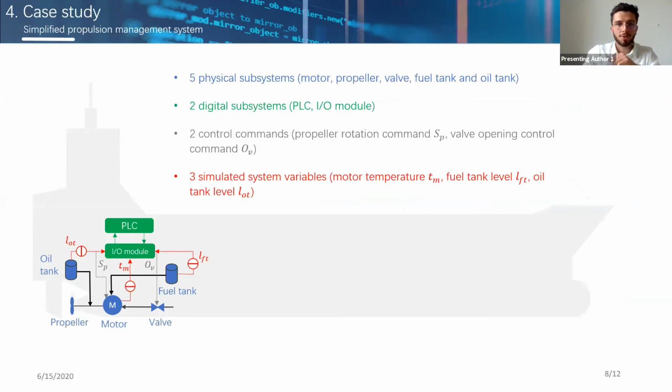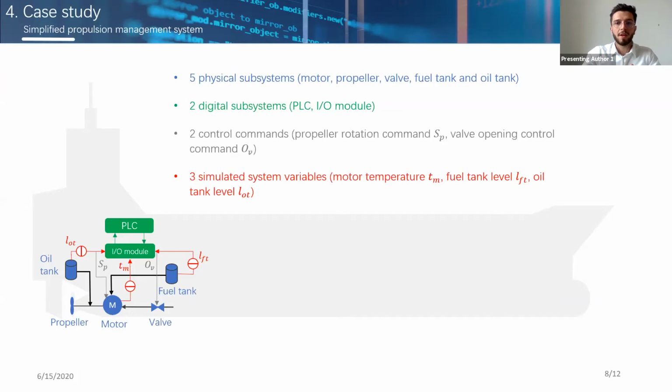To test our approach, we chose to study one of the most critical systems on board, the propulsion management system. The system controls the main and the auxiliary propulsion modes, as well as the navigation heads. Our reduced propulsion management system is composed of both physical and simulated subsystems. The CPS is composed of 7 subsystems, including 5 physical subsystems: a motor, a propeller, a valve, a fuel tank, and a hull tank, and two digital subsystems: a PLC, and the input-output module directly connected to the PLC.